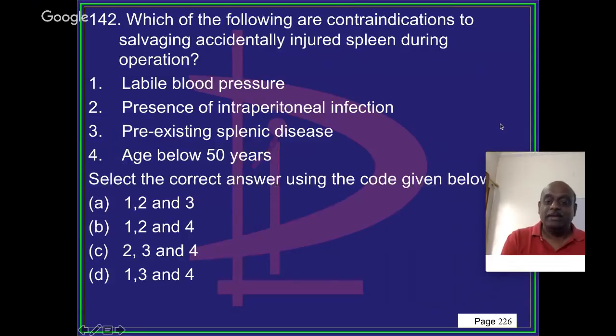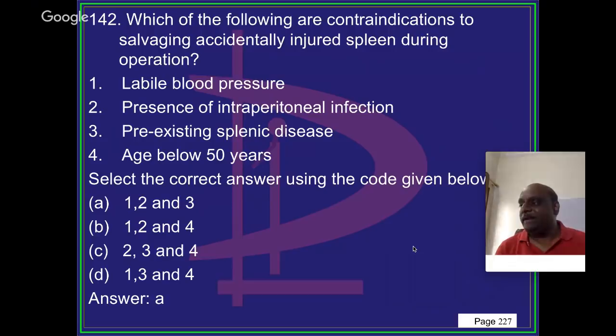Now, there's an injured spleen. What are the contraindications to salvaging an injured spleen during operation? If there's a labile BP, or a pre-existing splenic disease, why retain the spleen? Knock it off. Any intraperitoneal infection also, remove that spleen. But below age 50, you tend to retain the spleen as much as possible, is what you need to remember.